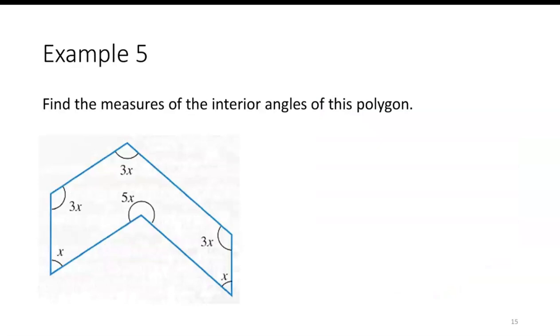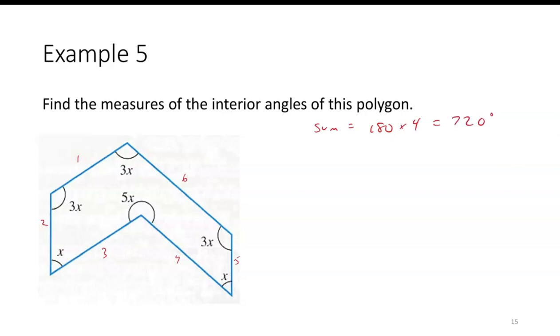Find the measures of the interior angles of this polygon. So first, figure out what type of polygon we have. If we count, there are 1, 2, 3, 4, 5, 6 sides. So this is a hexagon. So the sum has got to be 180 times 4, which is 720 degrees.